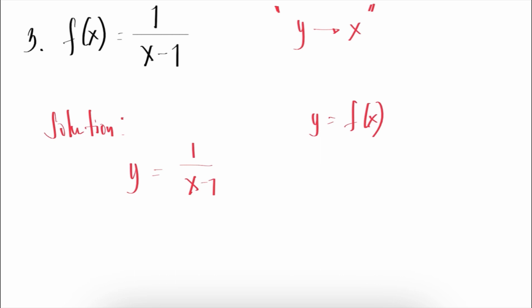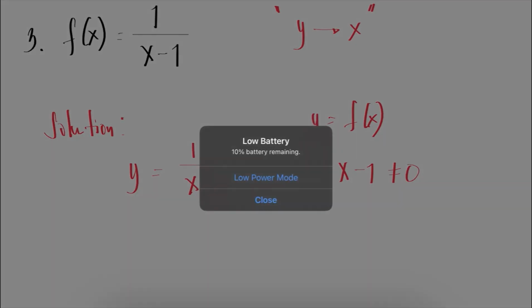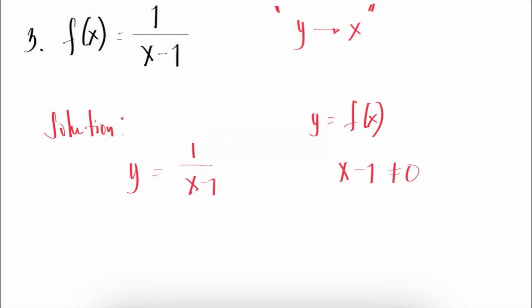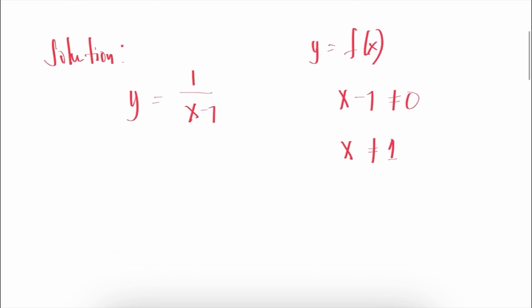So for the y equation to be real, let x minus 1 not equal to 0. Okay? So x minus 1 not equal to 0. Okay, let's solve for x. So therefore, x now is not equal to positive 1. Okay? Now, let's check our answer.